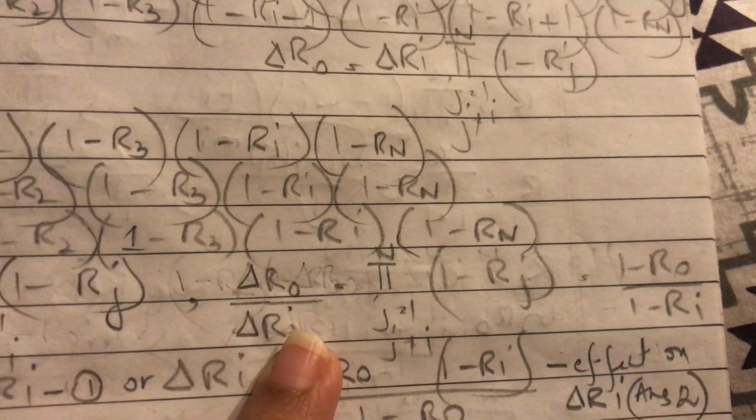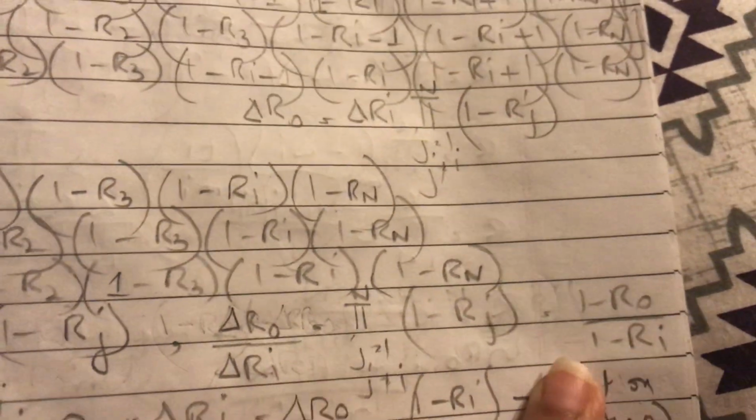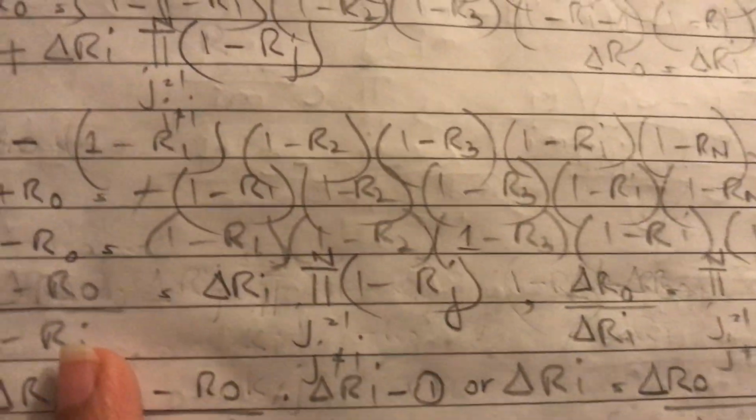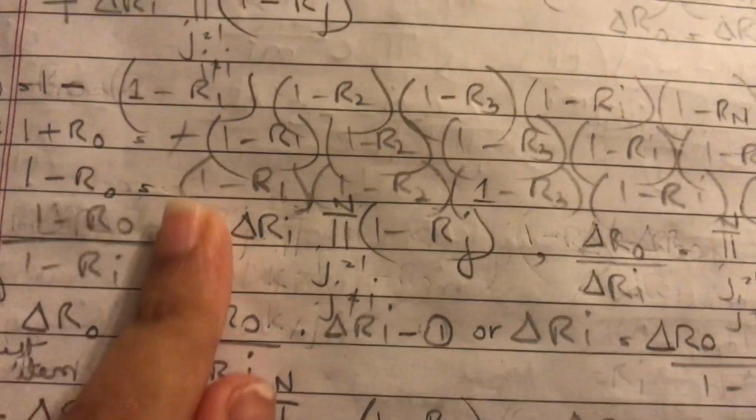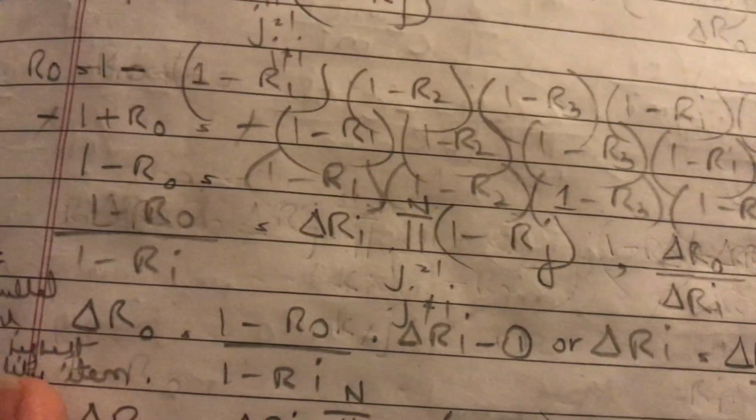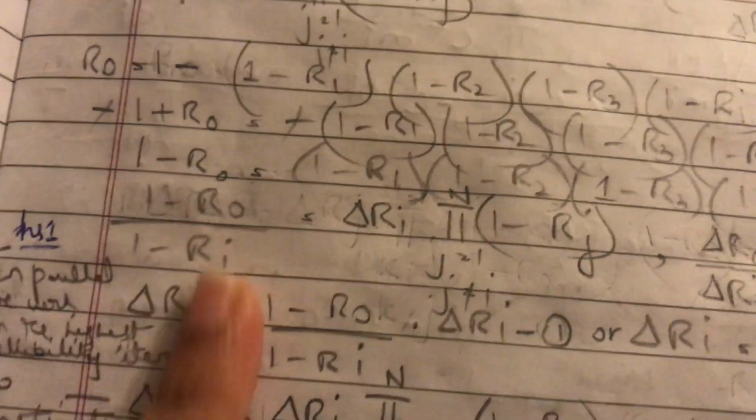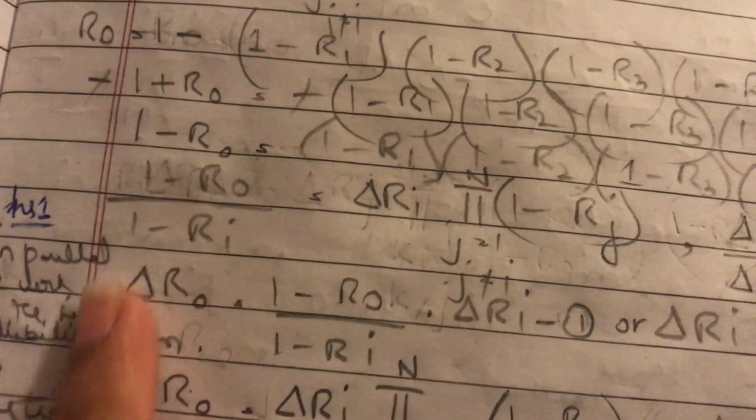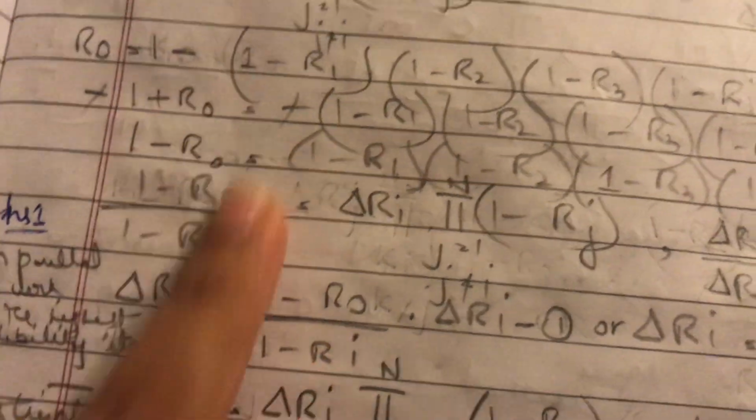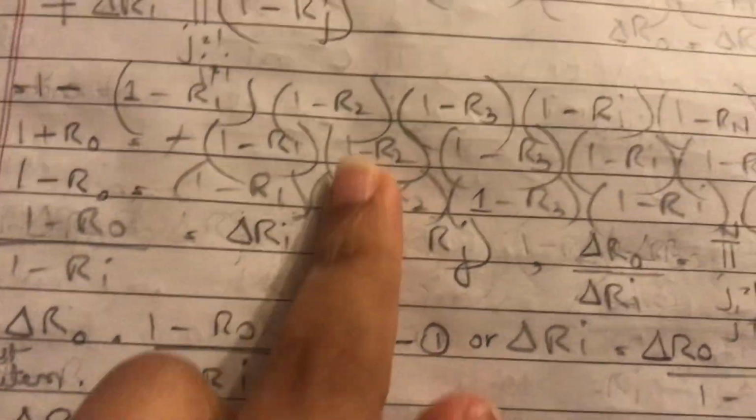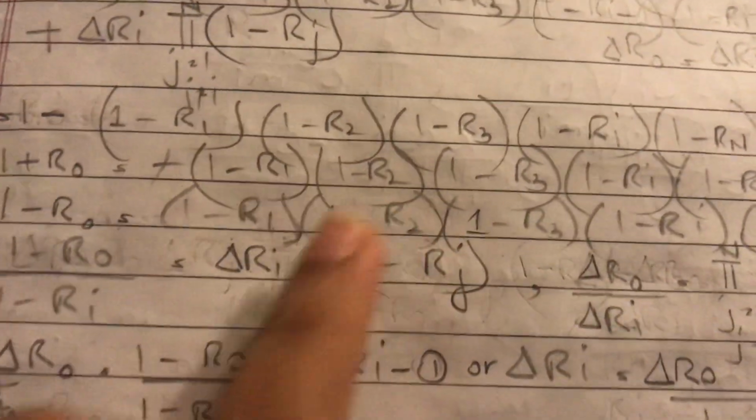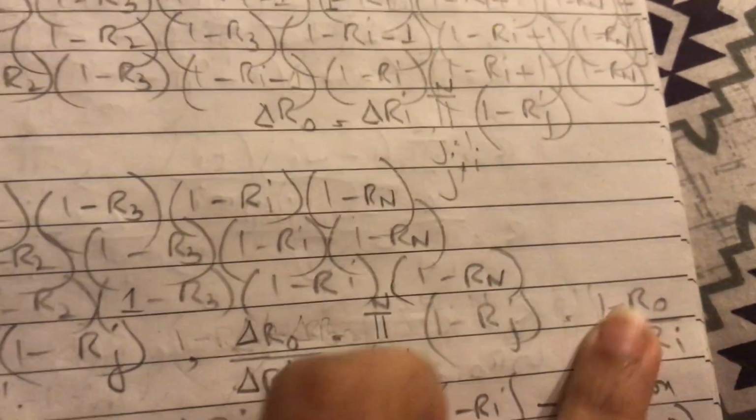Okay, so here it is, and delta R0 equals to, sorry, that was a quite battery break, sorry for that. Delta R0 becomes this thing here times delta Ri. As I told you before, this thing is equal to this, and it becomes like this.